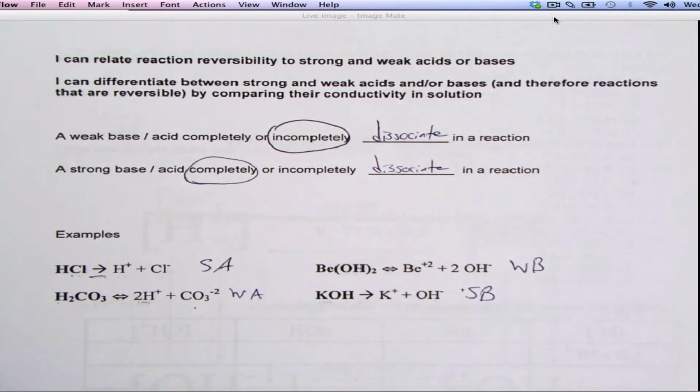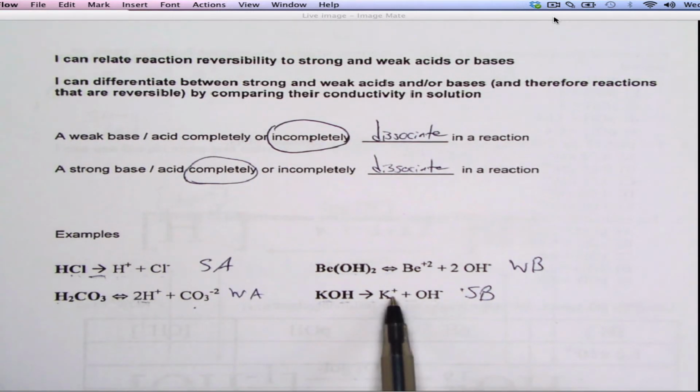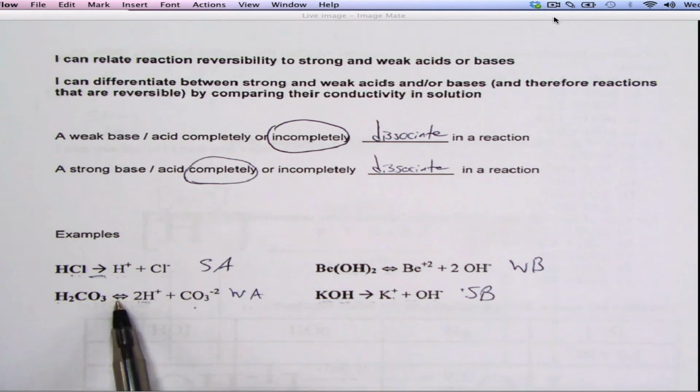So, strong acids and bases completely dissociate like this, like this. In other words, they only go one direction in the reaction. And they conduct electricity very, very well. Whereas weak acids and bases, the reaction is reversible. They incompletely dissociate. In other words, they break apart, but then they go back together. They conduct electricity decently, not the best though.